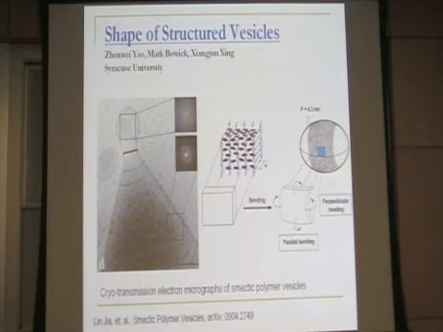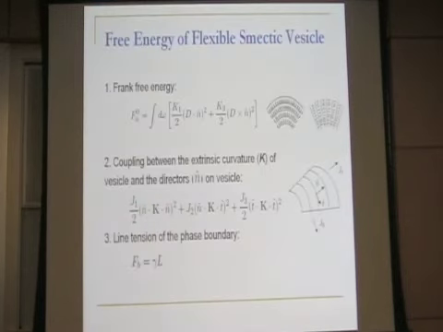Our research is to understand how the internal structure influences the shape of the whole vesicle from the aspect of free energy. The free energy of the vesicle is composed of 3 parts. The first one is the Frank free energy. The first term, the divergence term, describes the splay deformation of the order. And the second term is the bending term. It describes the bending deformation of the directors. Here the divergence term and the bending term are defined on the curved space, since the vesicle is curved.